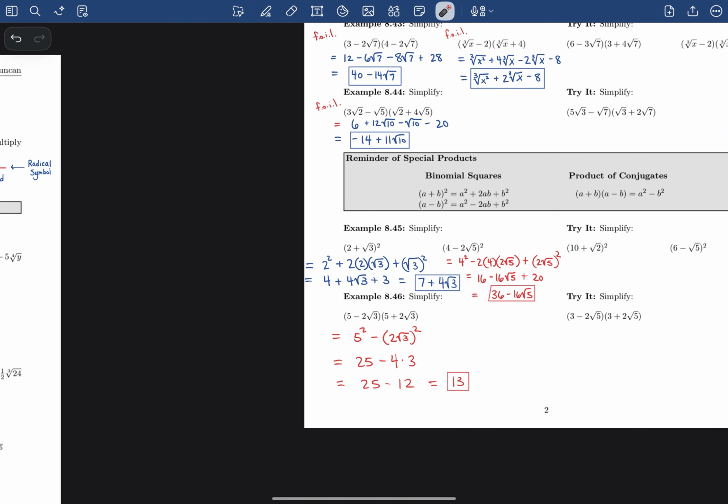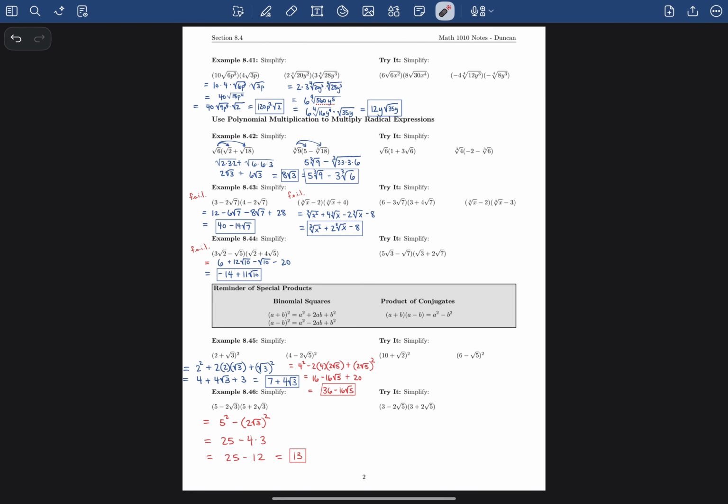All right, we have completed this lesson, 8.4, and you are getting more comfortable with adding and subtracting and multiplying radicals and finding like radicals that you can combine together as if they're like terms.